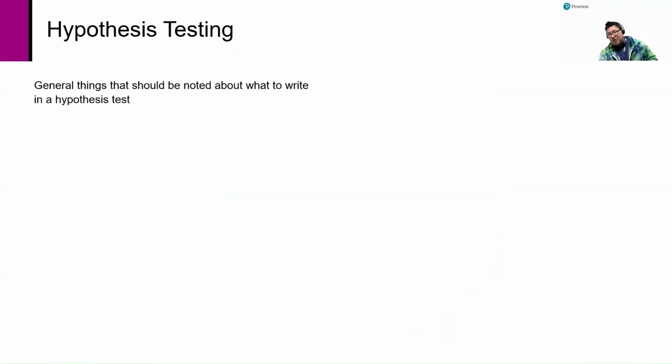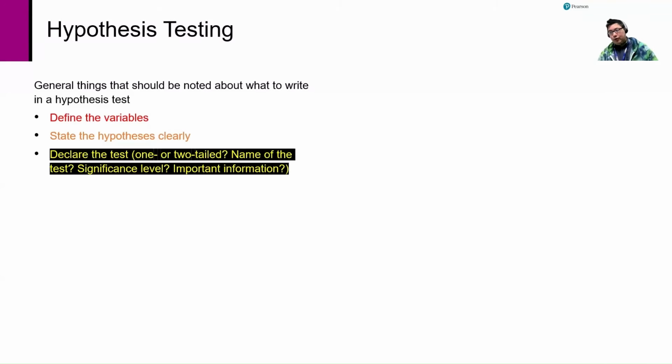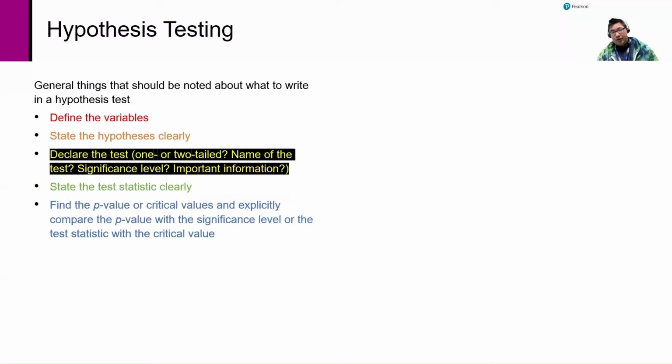Hypothesis testing. Some general things to be noted about what to write in a hypothesis test. I always follow this structure, and I've color-coded it in the same way that I would with students. I tend to go for the colours of the rainbow because everyone seems to know what that is. So the red step, define your variables. I already said the importance of defining the variables. Orange step, state your hypotheses clearly. The yellow step, declare the test. Is it 1 or 2-tailed? What's the name of the test? What's the significance level? What's the important information that you need to carry out this test? The green step, state your test statistic clearly. The blue step, find the p-value or the critical values. Explicitly compare the p-value with the significance level or the test statistic with the critical value. And the final step, the purple step, make a conclusion in context.